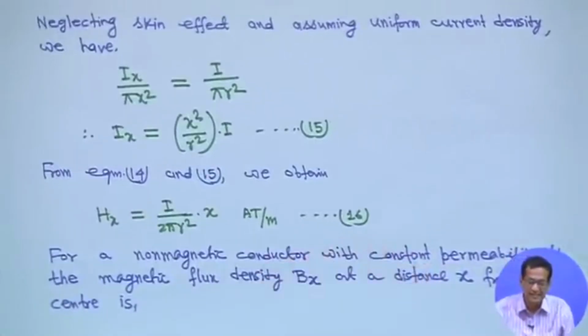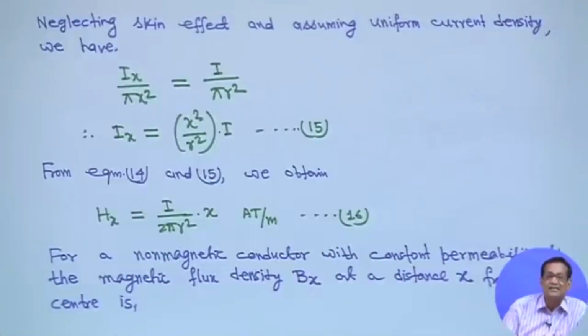We will neglect skin effect, and assuming uniform current density, that means if you take the cross-section, we will take the uniform current density.